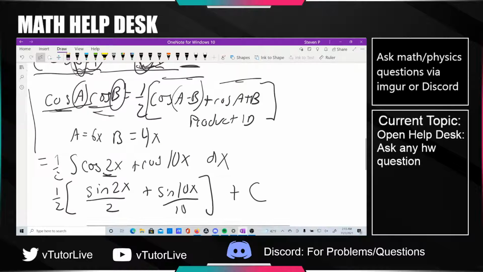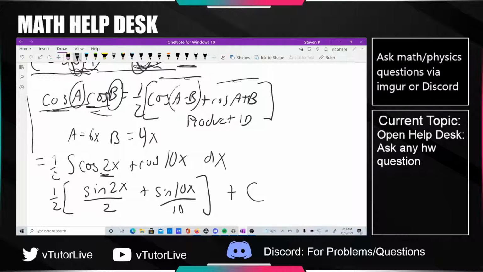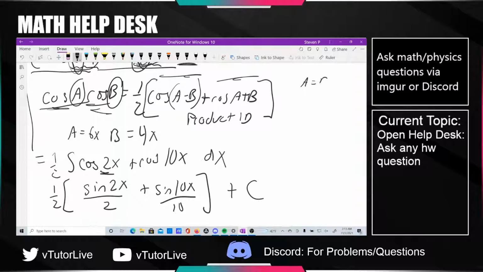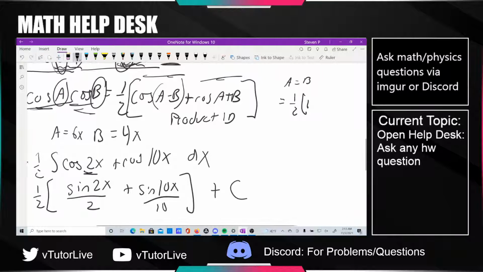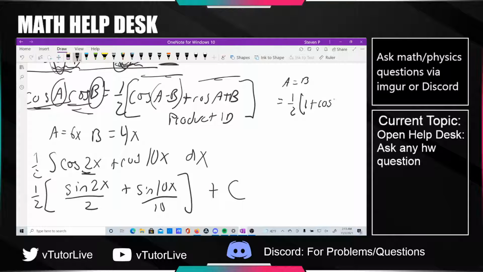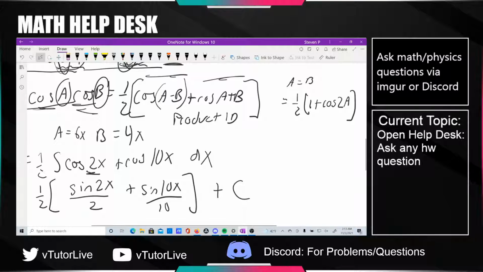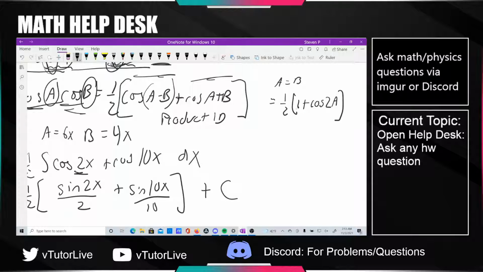If this equation is given to us, if a and b are the same thing, this is just cosine squared of a, right? And that turns into 1/2 of cosine of a minus a, which is just cosine of 0, which is 1, plus cosine of 2a. This is one of those identities you see from high school. Cosine squared of a is equal to 1/2, 1 plus cosine 2a.